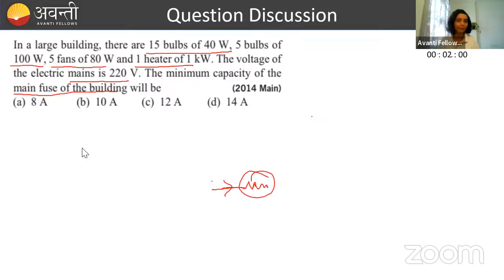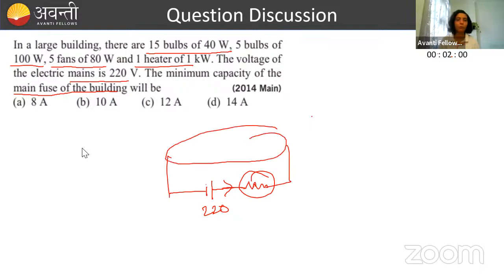Done. Suppose the mains supply has a voltage of 220, and they are giving current to the home. And that home has bulbs of different powers, fans, and heaters. So how will we calculate the capacity of this fuse in terms of current? How much current will it allow to go through itself? कैसे निकालोगे? So just think: whatever things are in the home, how much power will they take?